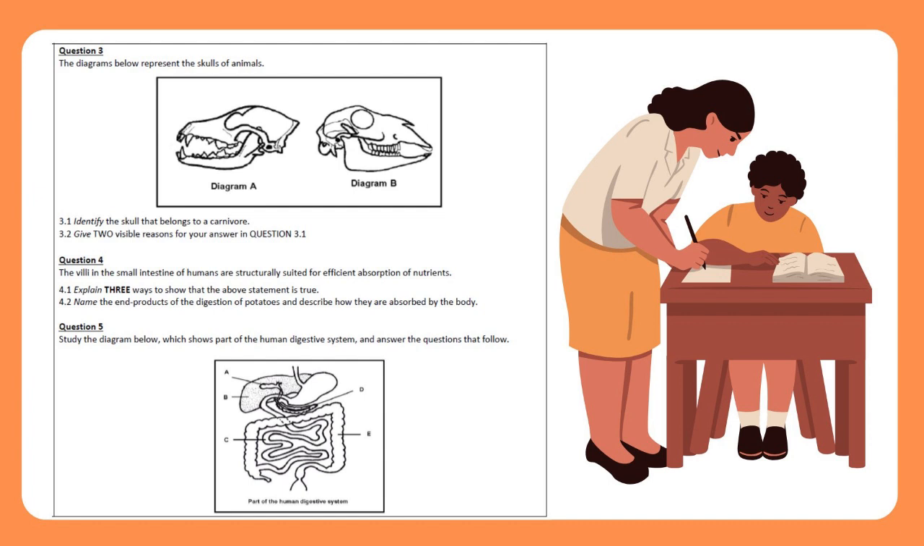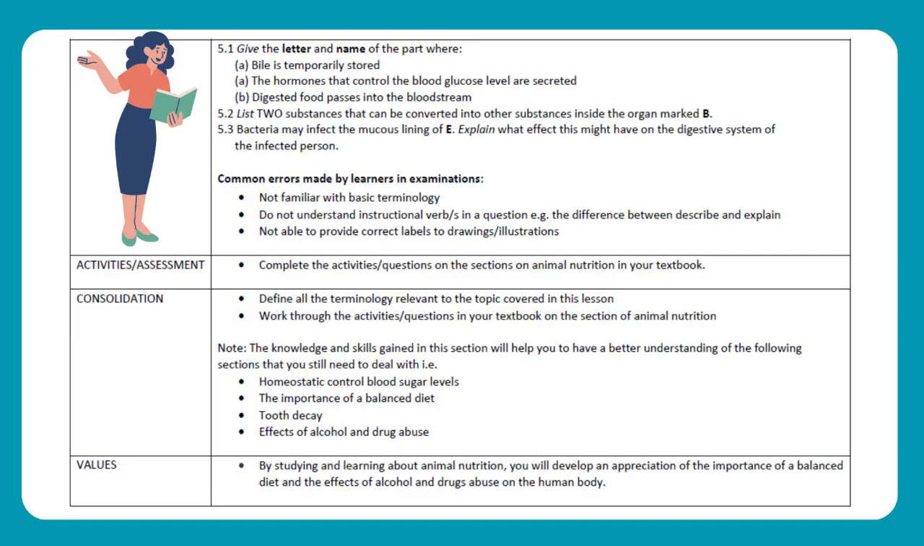Question 5. Study the diagram below, which shows part of the human digestive system, and answer the questions that follow. 5.1 Give the letter and name of the part where A. Bile is temporarily stored. A. The hormones that control the blood glucose level are secreted. B. Digested food passes into the bloodstream. 5.2 List 2 substances that can be converted into other substances inside the organ marked B. 5.3 Bacteria may infect the mucous lining of E. Explain what effect this might have on the digestive system of the infected person.